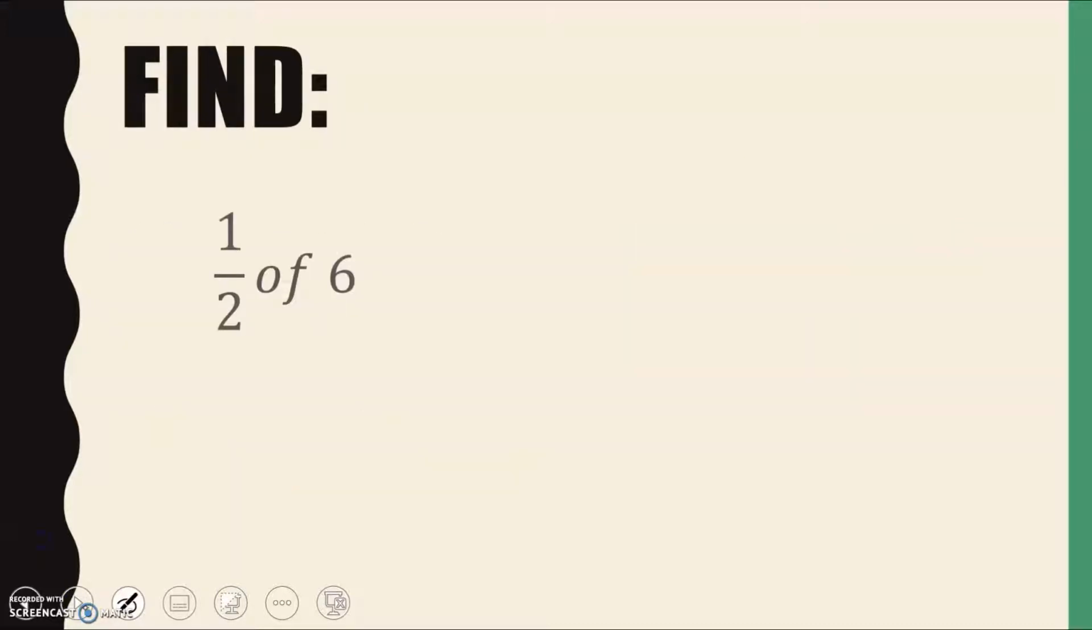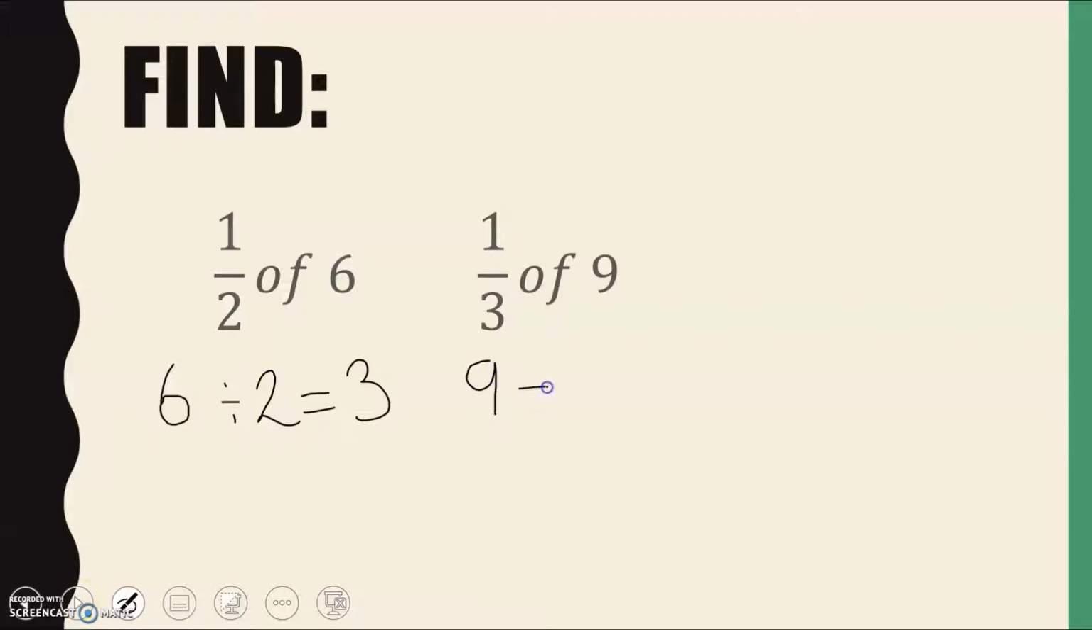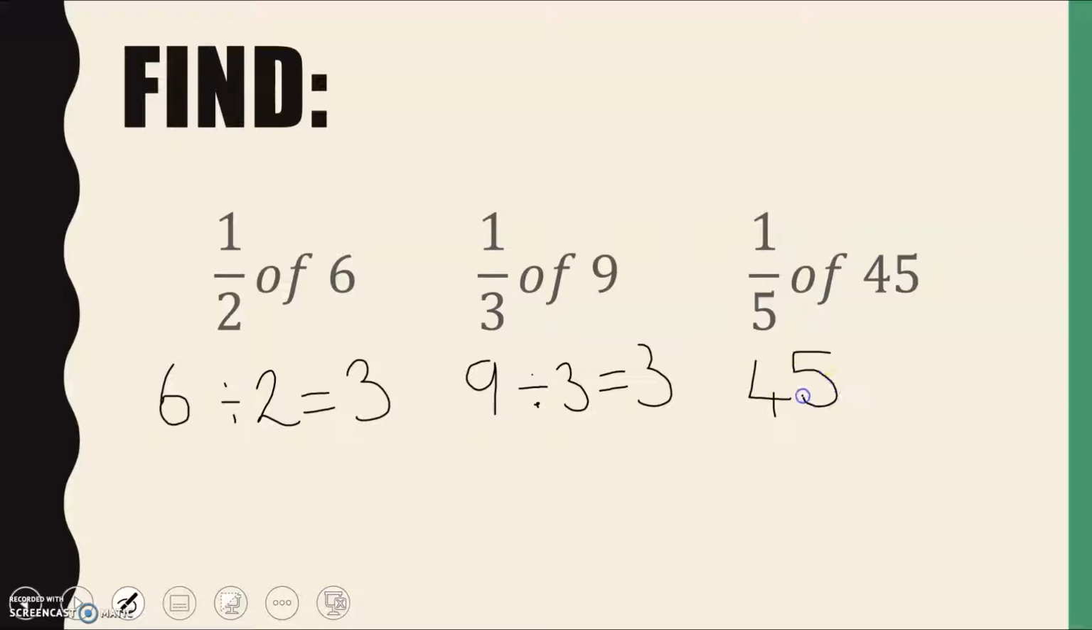Okay, so we are going to find 1/2 of 6. So all that means then is that I take my quantity 6 and I divide it by the bottom of my fraction, which is 2. So 6 divided by 2 is just 3. 1/3 of 9 then, well I take my quantity 9. We are finding 1/3, so I am dividing by 3. And that just gives me an answer of 3. So 1/3 of 9 is 3. And then lastly, 1/5 of 45. So I take my 45, I divide it by 5, and that gives me an answer of 9. So 1/5 of 45 is 9.